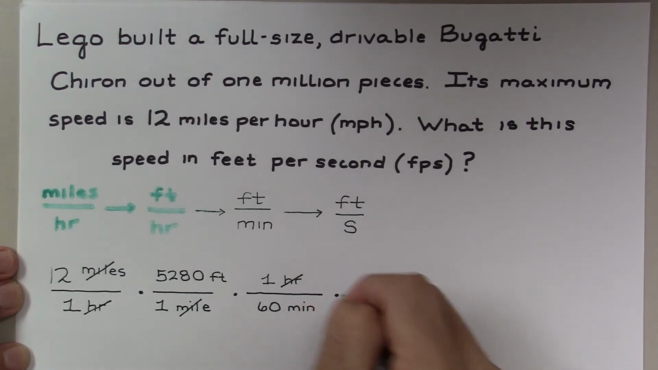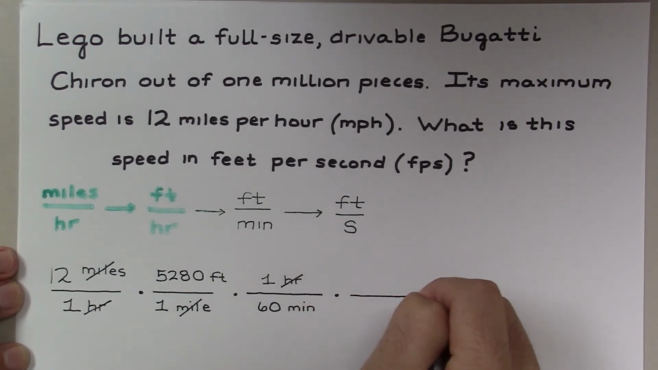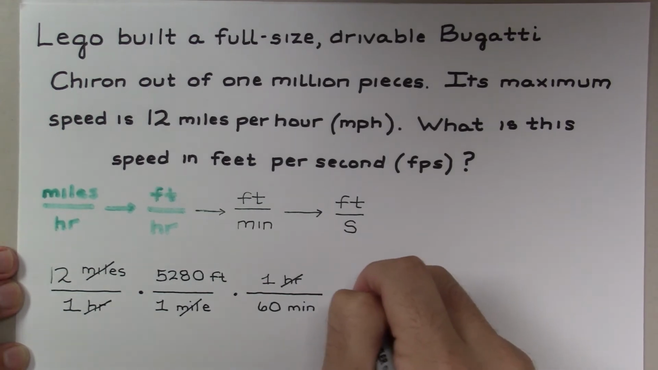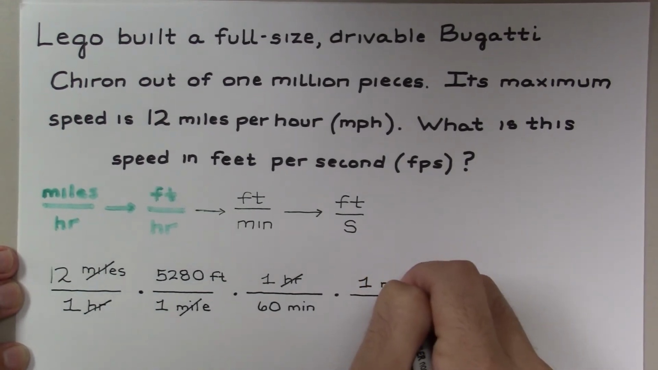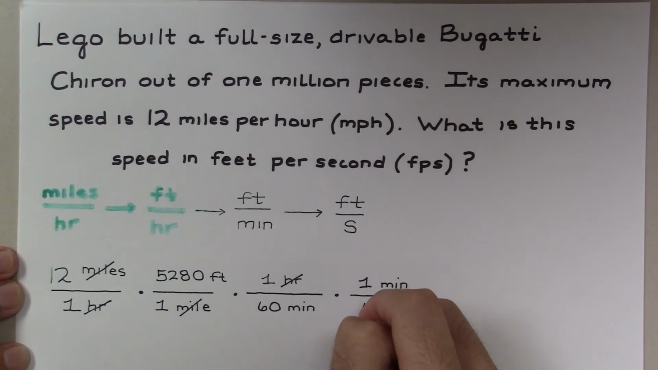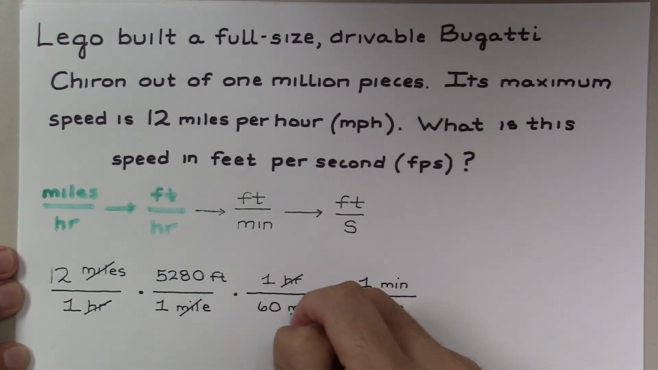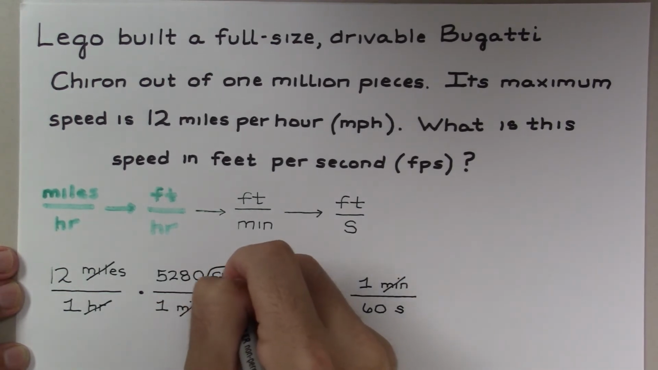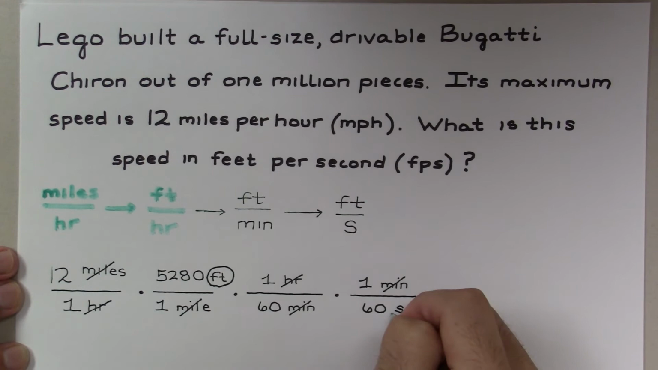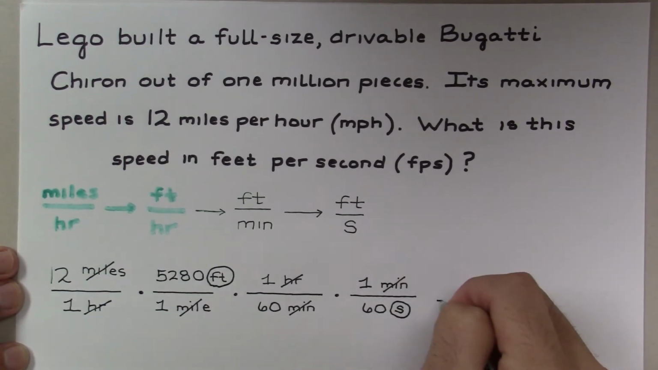The last thing we must do is convert from our minutes to seconds. So we have 1 minute over 60 seconds. We can now cancel the minutes. We are left with feet per second, which is our desired unit.